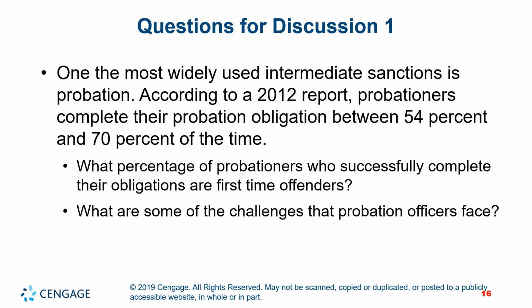Now here are a couple of questions for you to consider. One of the most widely used intermediate sanctions is probation. According to a 2012 report, probationers complete their probation obligation between 54% and 70% of the time. Now, what percentage of probationers who successfully complete their obligations are first-time offenders? Another question for you to ask yourself and research is, what are some of the challenges that probation officers face?